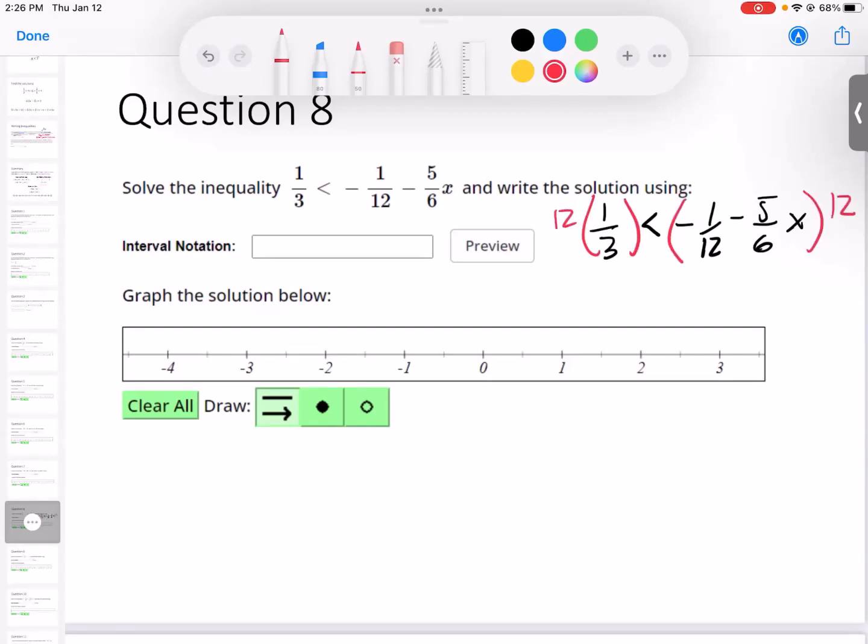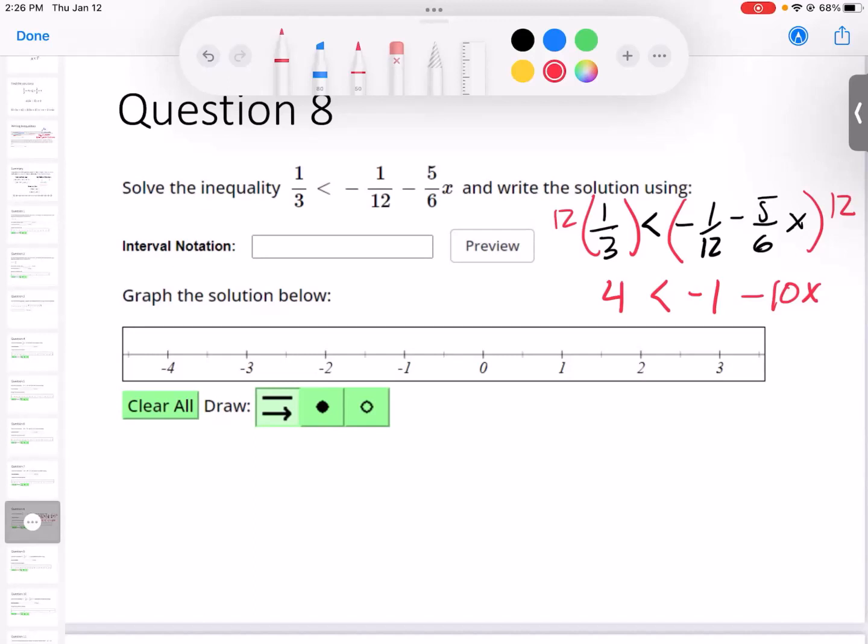So when I multiply the left-hand side, 12 divided by 3 is 4. 4 times 1 is 4. So I end up with 4 is less than. On this side, 12 divided by 12 is 1, and 1 times -1 is -1. So I'll get a -1. Then 12 divided by 6 is 2. 2 times -5x is -10x. And so by multiplying both sides by the common denominator, I got rid of my fractions, which is very useful because now I can just go ahead and solve this.